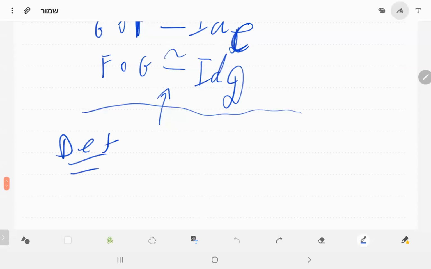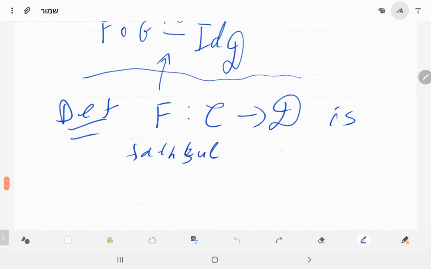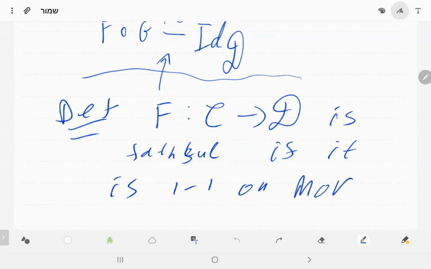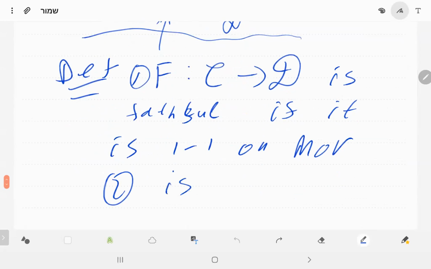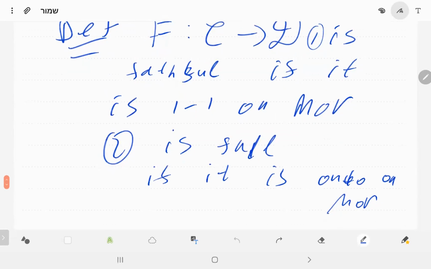So, definition: F from C to D is faithful if it is one-to-one on morphisms. So if for each two objects, it induces a one-to-one map on morphisms. Second, F is full if it is onto on morphisms. So this is usually not used by itself.